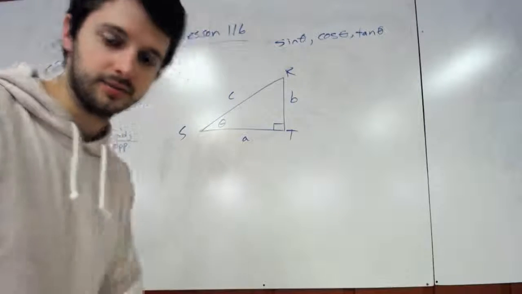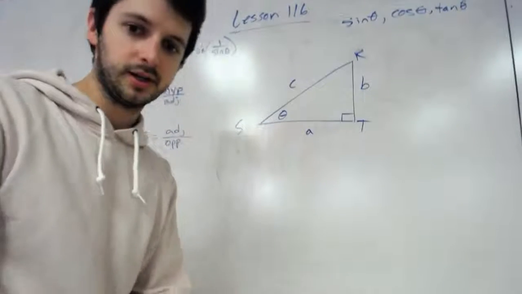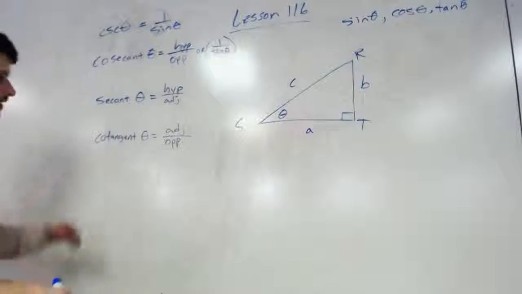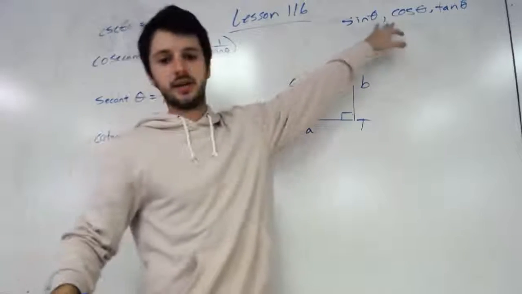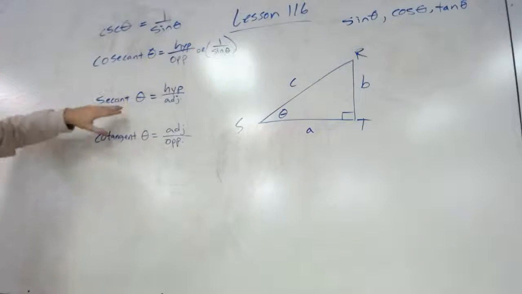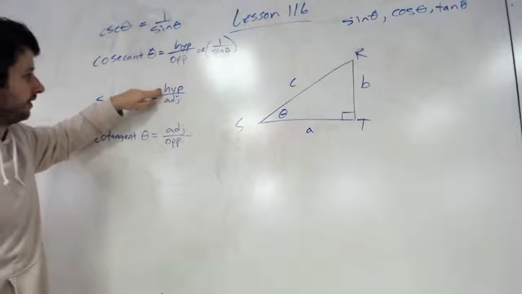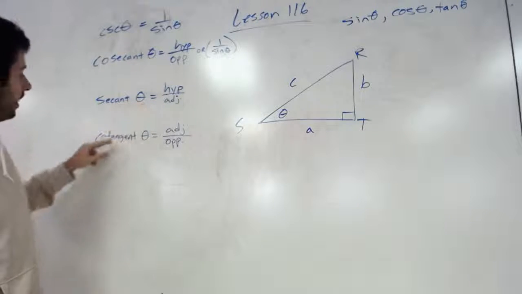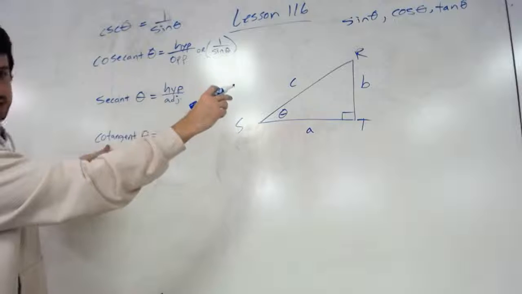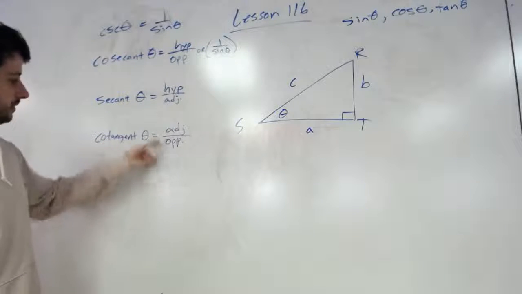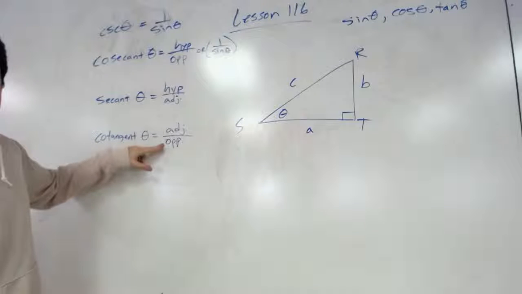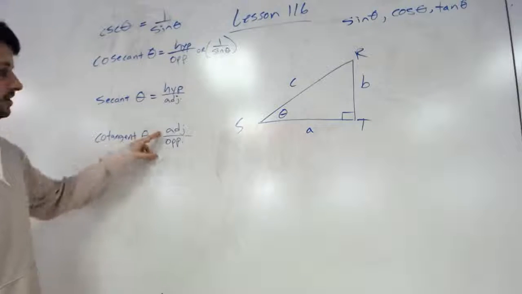Sorry for the glare. Secant theta would be the opposite of cosine theta, so 1 over cosine, or we would say secant of theta equals hypotenuse over adjacent. And then cotangent, opposite of tangent, would be adjacent over opposite, sorry. Cotangent theta equals adjacent over opposite.